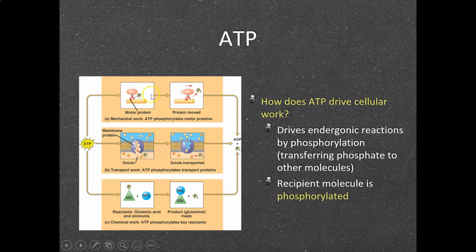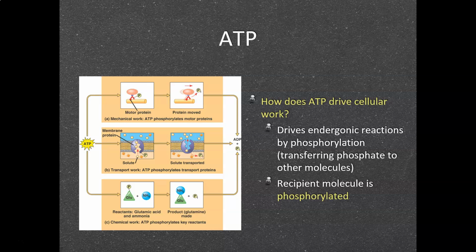So here's an example of that in mechanical work. I mentioned the motor proteins, right? So we'll add phosphates from ATP to the motor protein. When I release that phosphate group, I break it back off, I release that excess free energy, and I also force the protein to change shape.